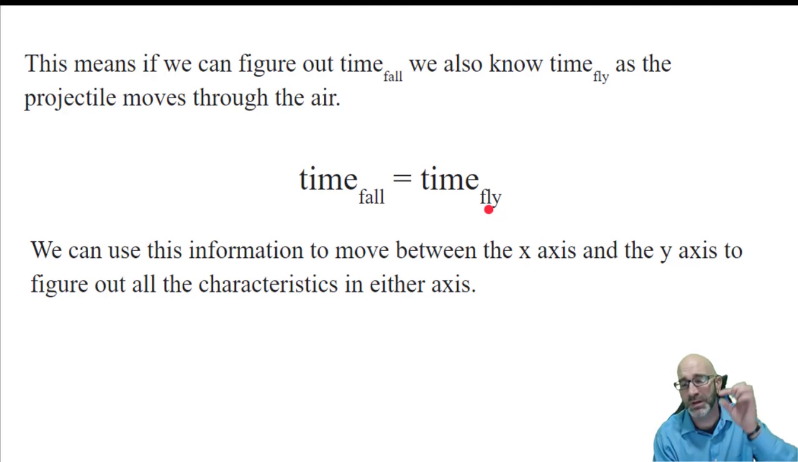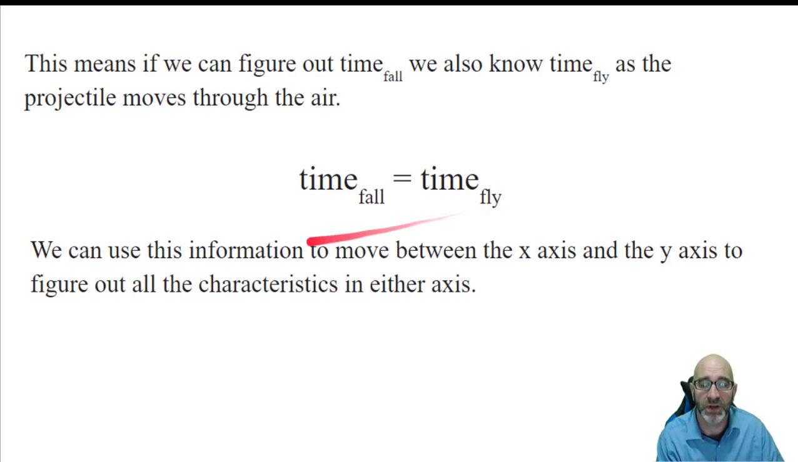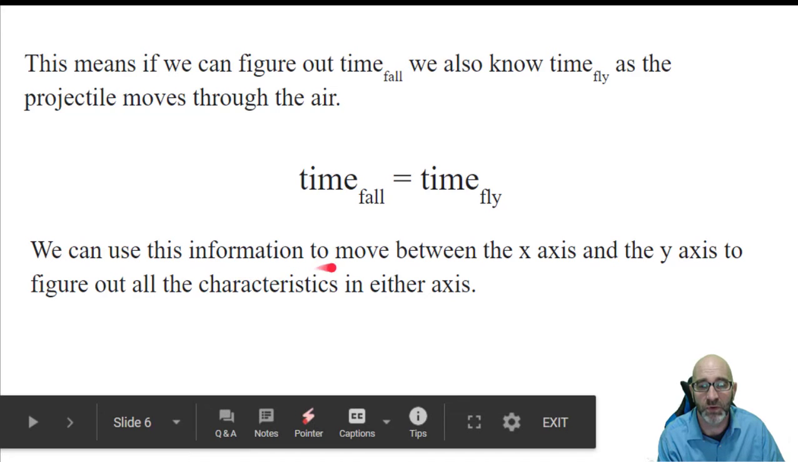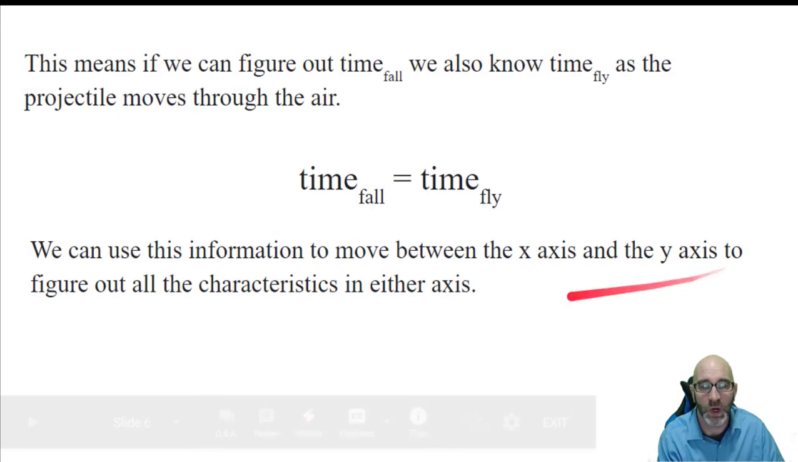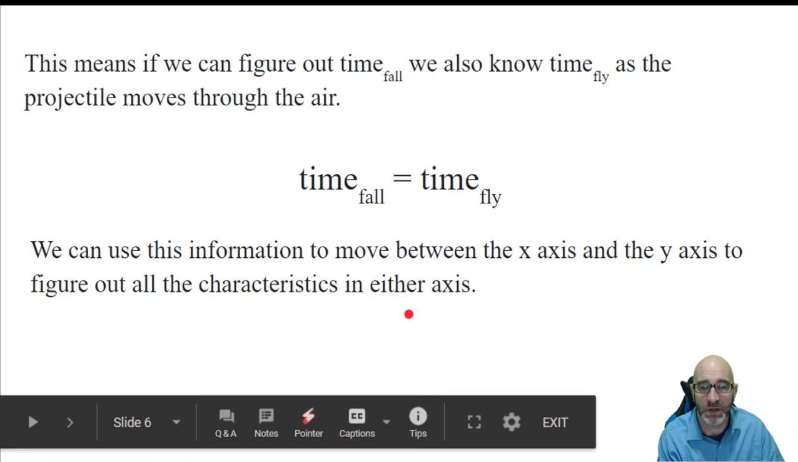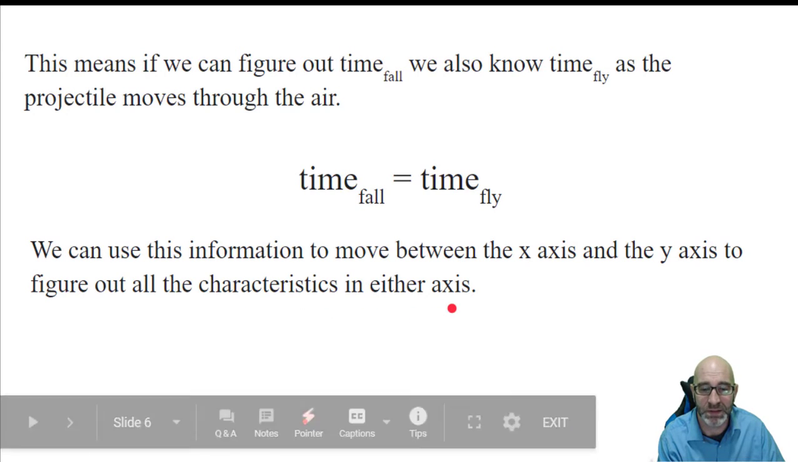If we accept that the amount of time it takes to fall is exactly the same as the amount of time it takes to fly, we can use this information to move between the x-axis and the y-axis to figure out all the other characteristics in either axis.